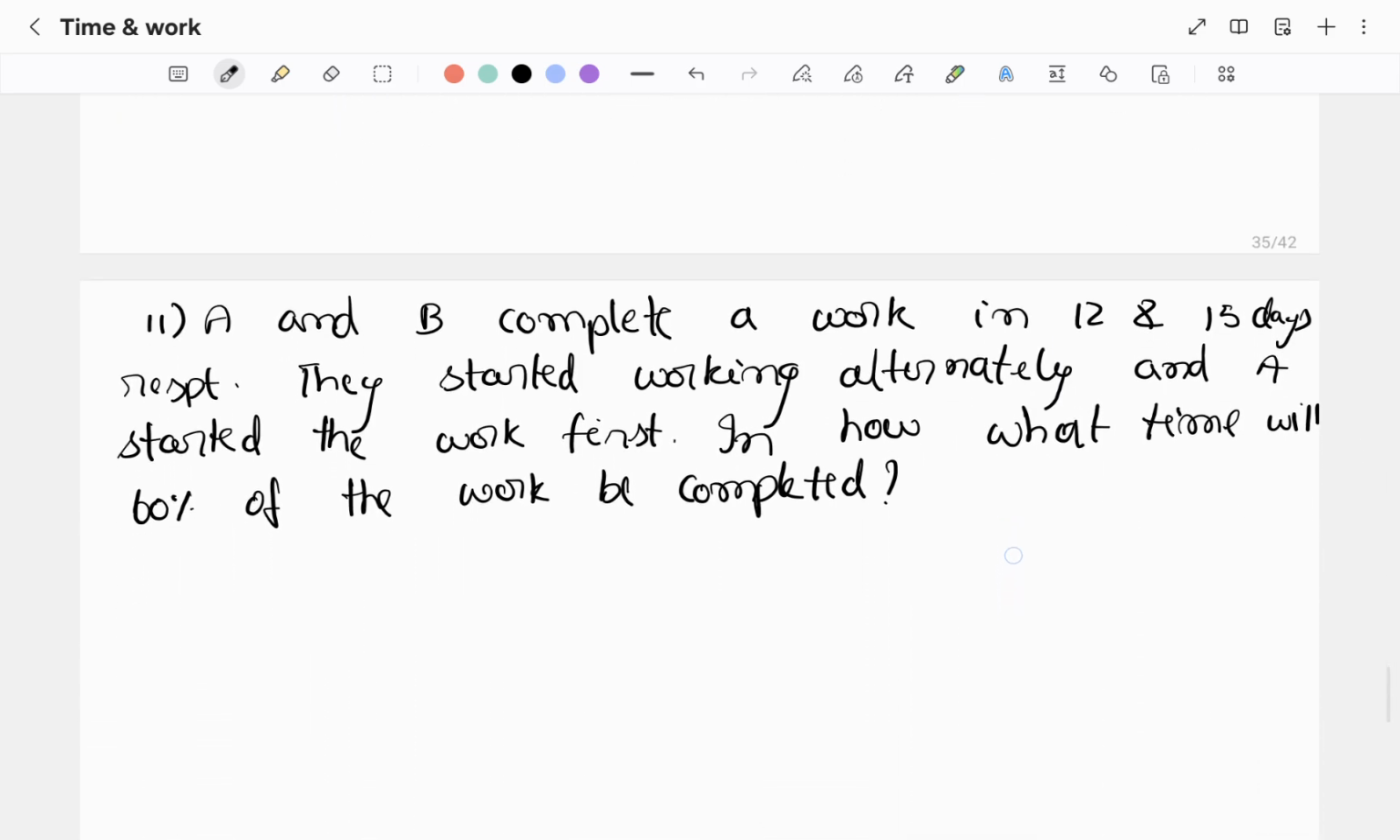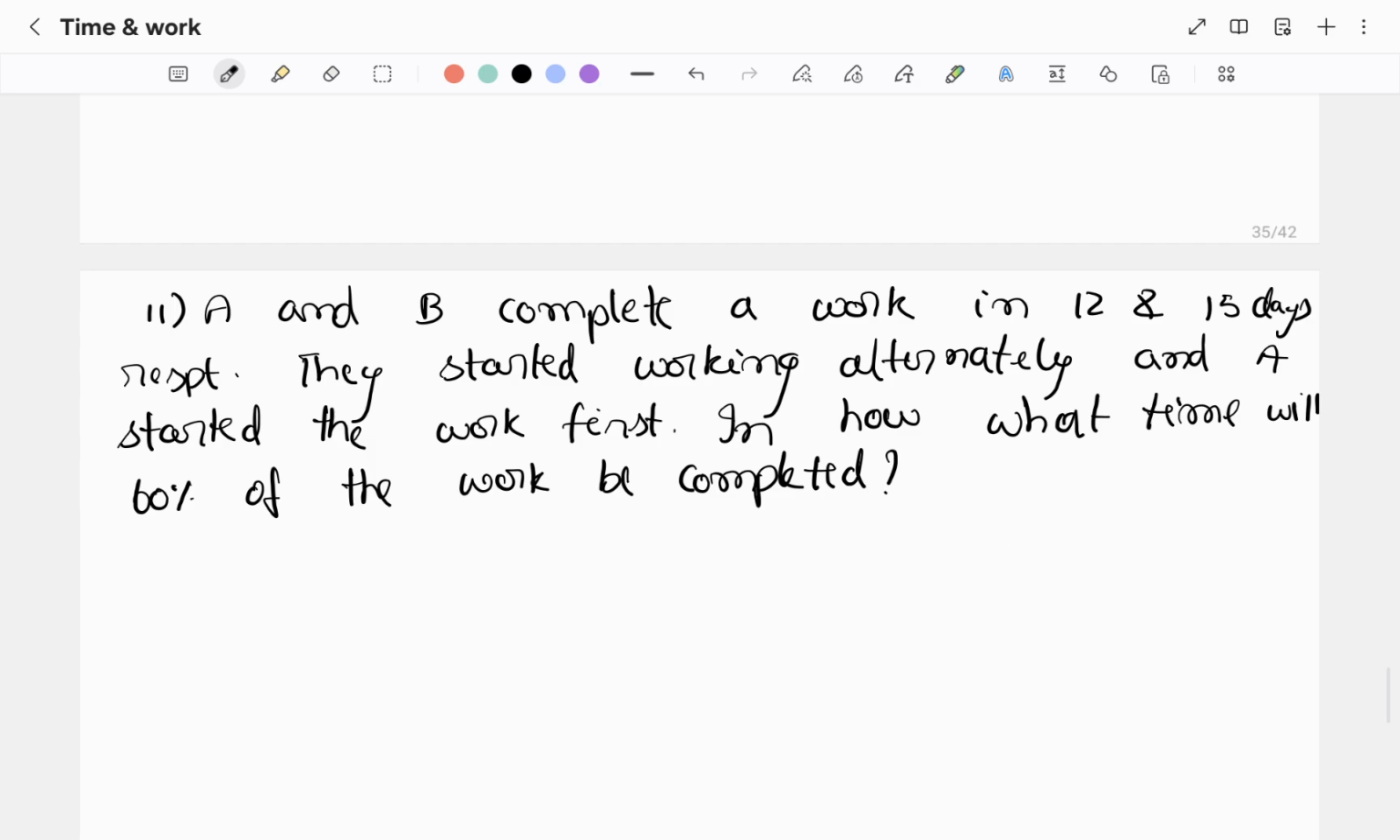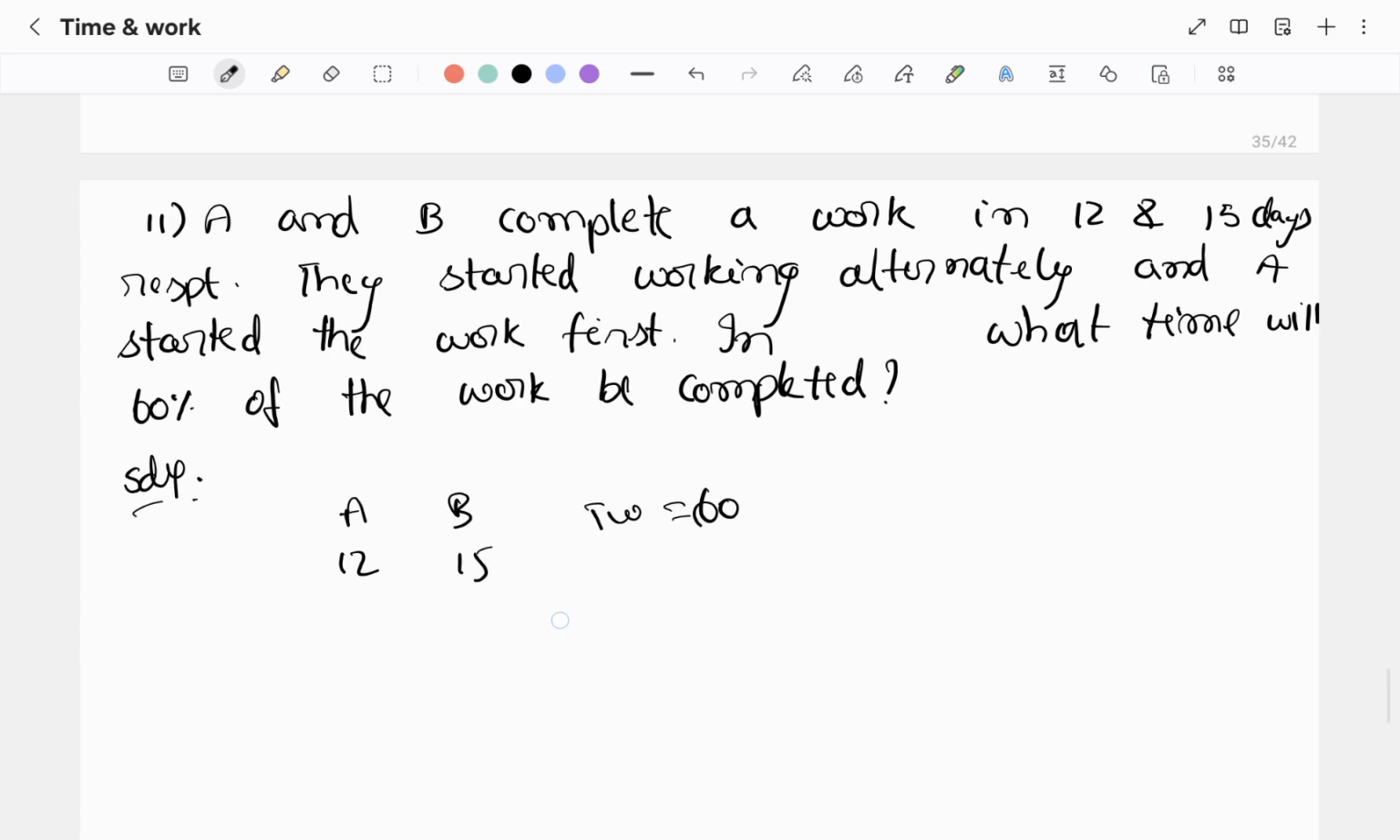Then next question. A and B complete a work in 12 and 15 days. They started working alternate and A started the work first. In what time will 60% of the work be completed? Okay. So A and B complete a work in 12, 15. Total work 60. So 12 5s, 15 4s.